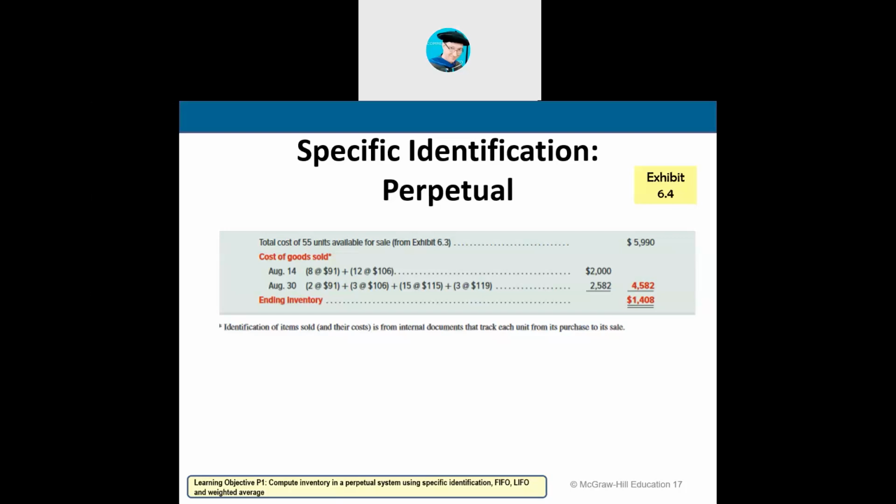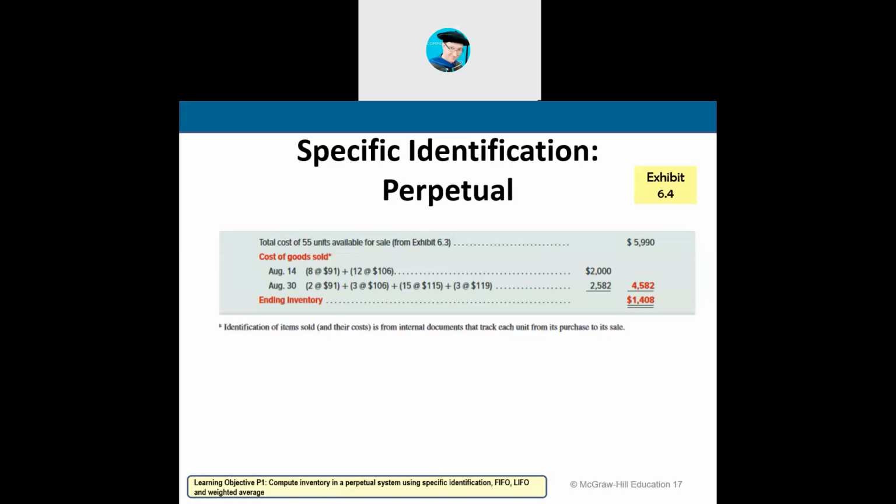The total cost of the 55 mountain bikes available for sale was $5,990. The cost of goods sold was $4,582. We sold twice, once on August 14th and once on August 30th. How do we calculate the cost of goods sold?